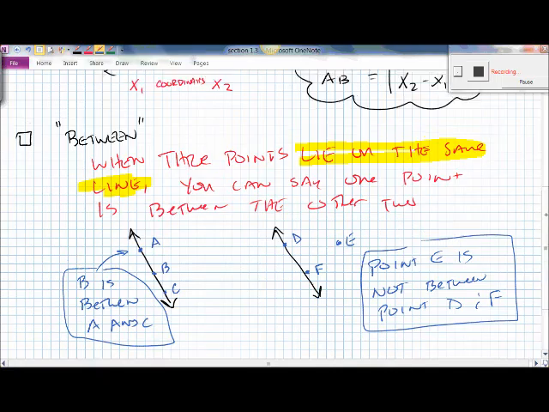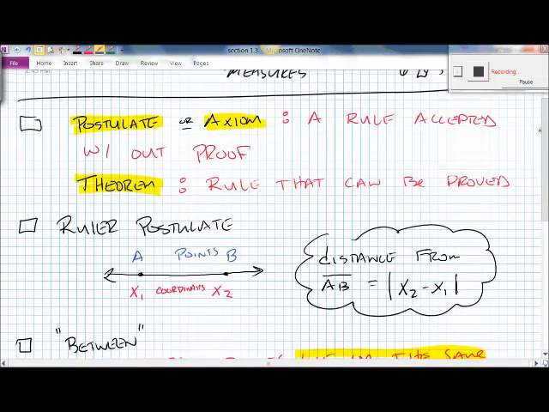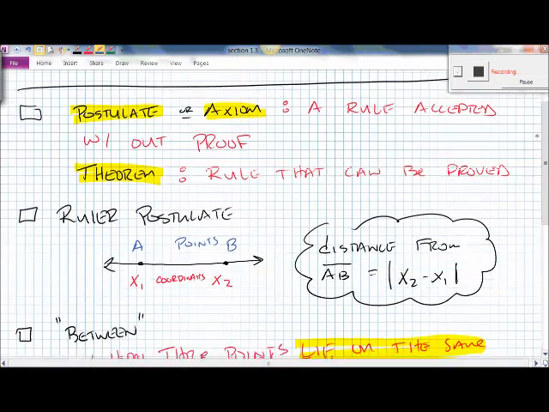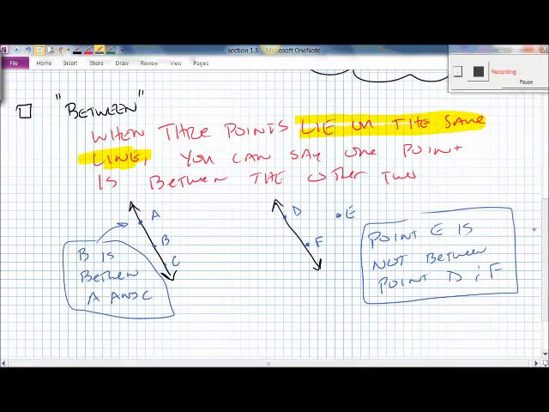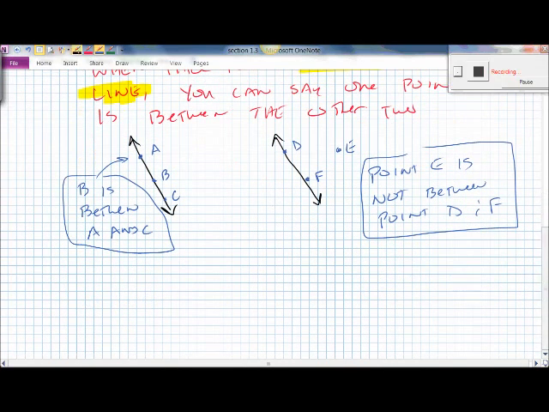Okay, we're on the third box now. We've spoken about these three things: a postulate versus an axiom and a theorem, the ruler postulate, and the idea of betweenness. We have three things so far. Are you okay? Can I answer any questions for you so far? Okay, we're going to move on to our second postulate of the day.